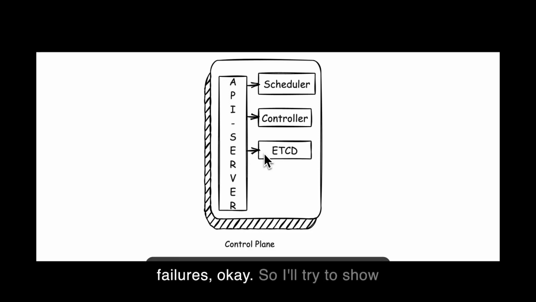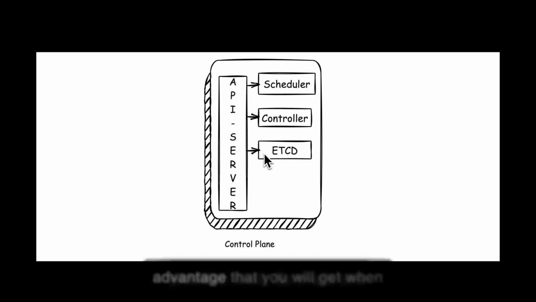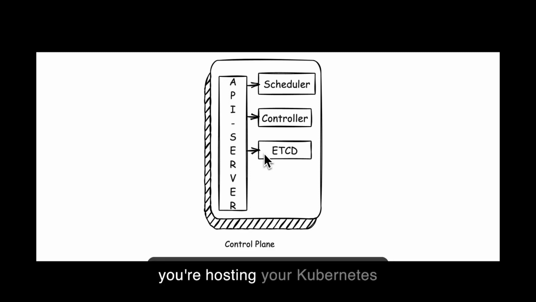Okay, I'll try to show you in future videos how we can do that. But if your cluster is running in a cloud environment such as AWS, Azure, or GCP, you are free from this. You don't have to worry about taking backups of etcd and all of this. It is handled by the cloud providers themselves. So that's one advantage that you get when you are hosting your Kubernetes on any of the cloud vendors.